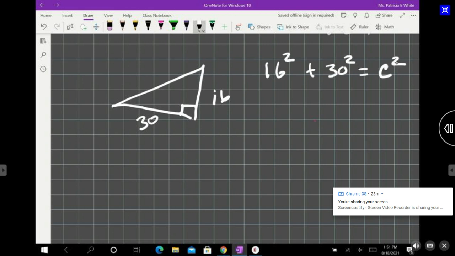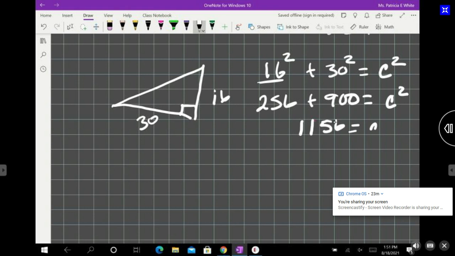Now you have 16. What's 16 times 16? 256 plus 900 equals c squared. 1,156 equals c squared. Let's get a little bit of calculator help with that. It equals 54. Yeah, that's wrong, my bad. It equals what? 34.